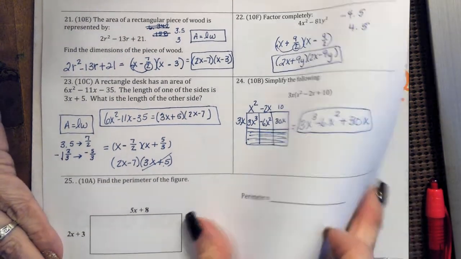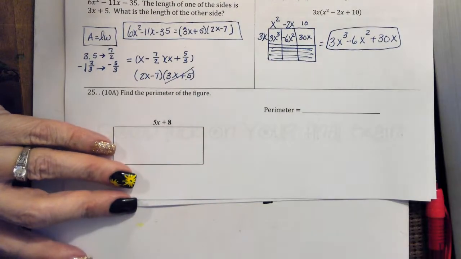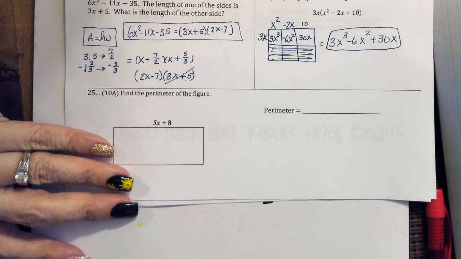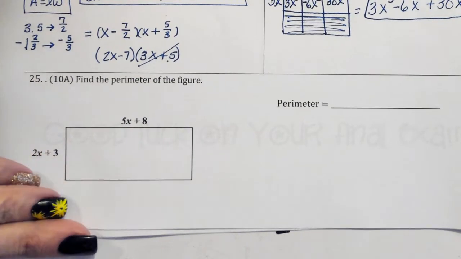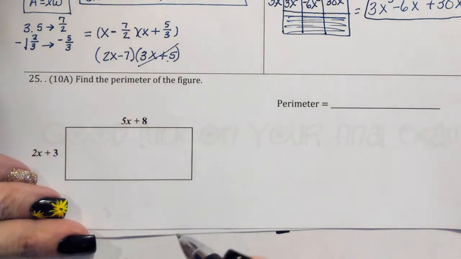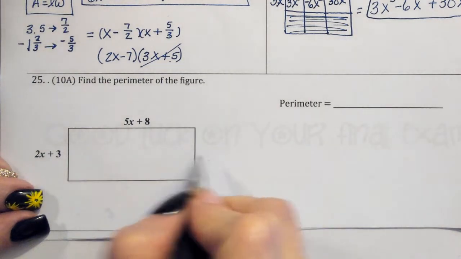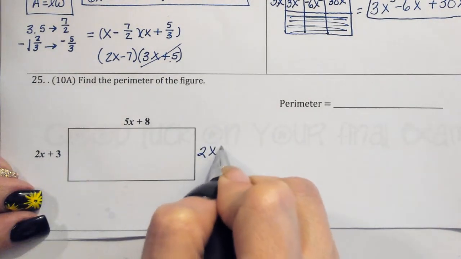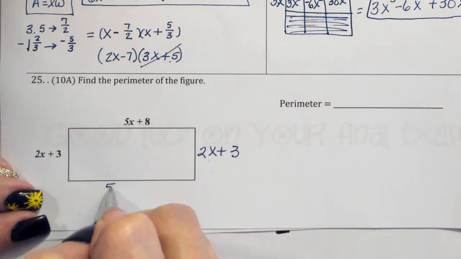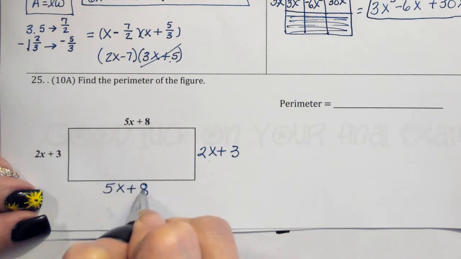All right, find the perimeter of the figure. Let me zoom in just a little bit. All right, so take a second, look at that. And here we go. Find the perimeter. Perimeter is just when you walk around the outside edges, but don't forget, these aren't labeled. This side over here is the same as this. So this is 2x plus 3. This side is 5x plus 8.